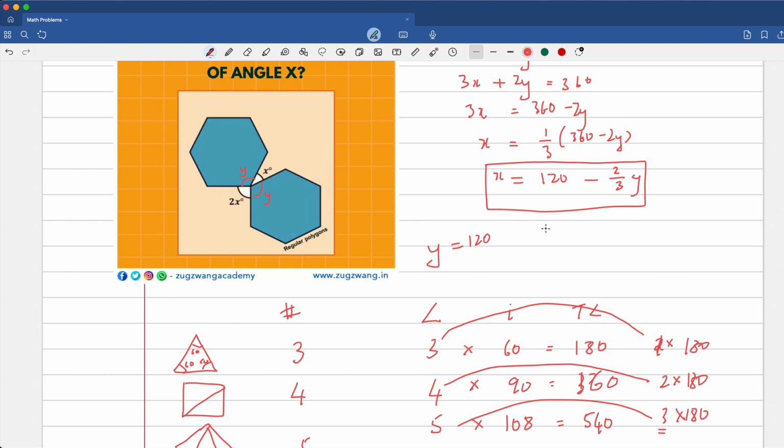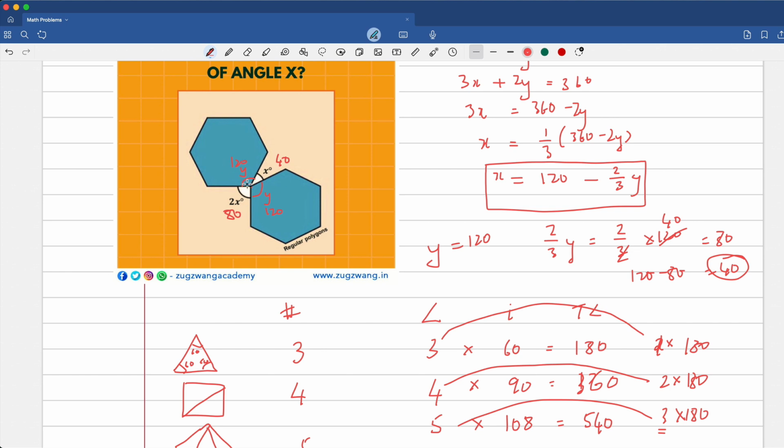Which means 2/3 of y is going to be 2 by 3 times 120. So 120 by 3 is 40. 2 times 40 is 80. So 120 minus 80 is the answer. 120 minus 80 is 40. So x is 40 degrees, 2x is 80 degrees, and each of these is 120 degrees.